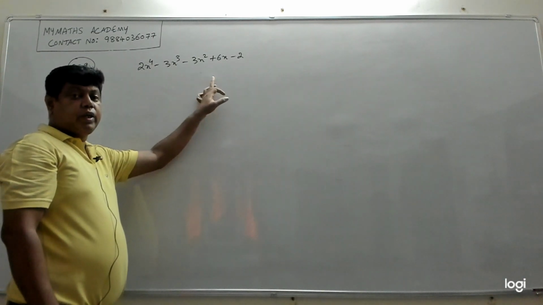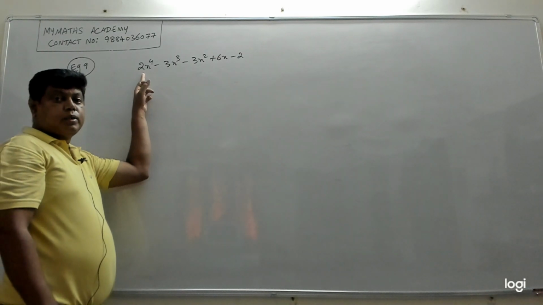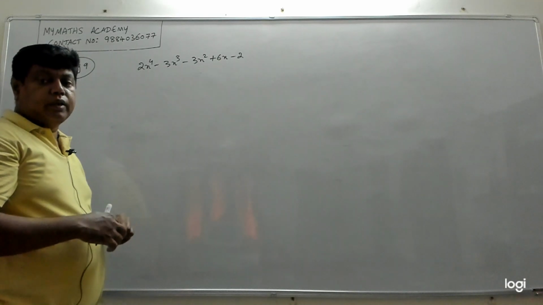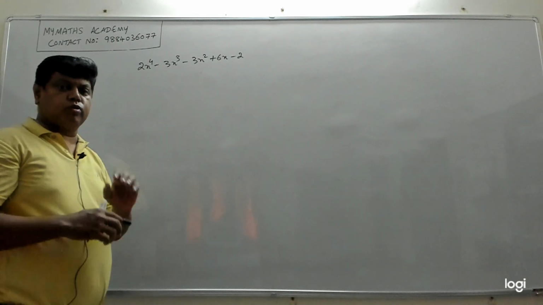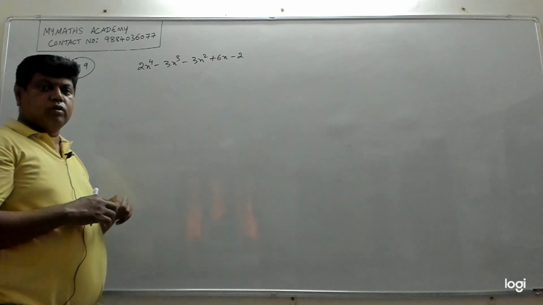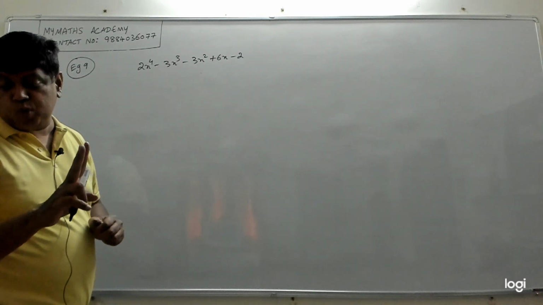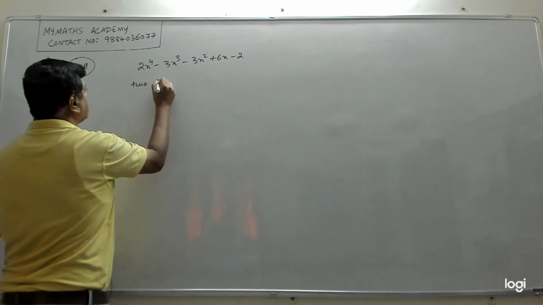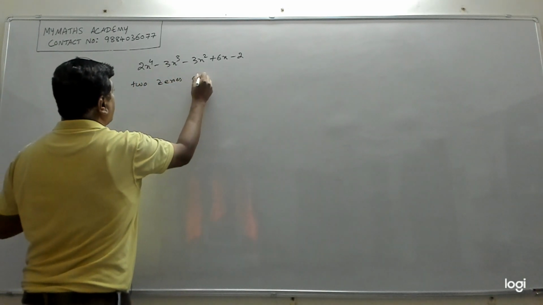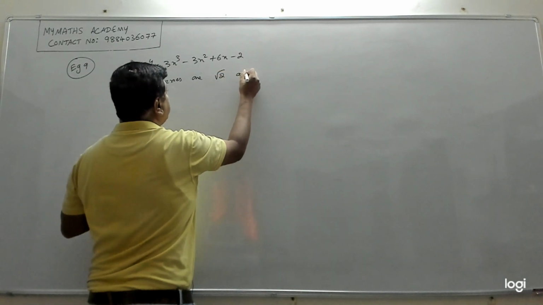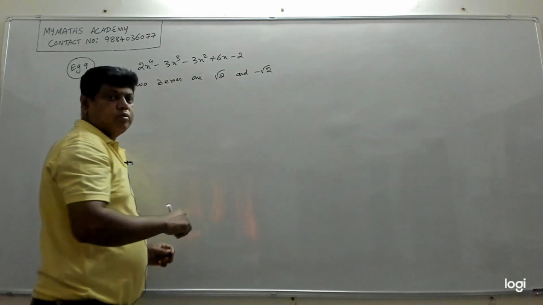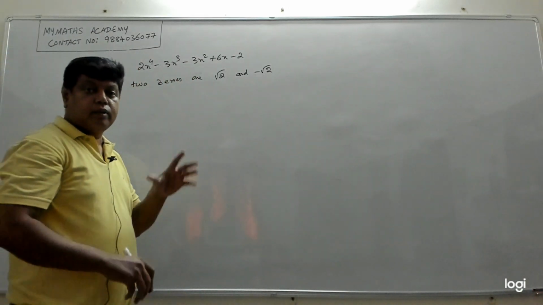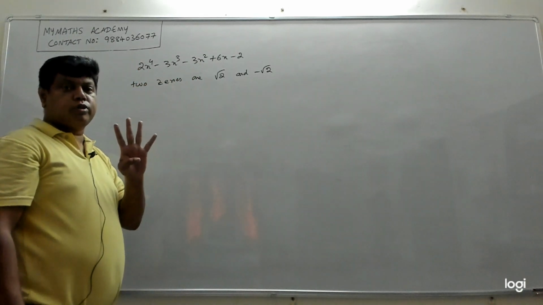It's a polynomial of degree 4 because the highest power of the variable x is 4. So therefore it can have maximum of 4 zeros. We have to find all the zeros, but they have given 2 of the zeros. So the 2 zeros given are root 2 and minus root 2. So totally this polynomial can have maximum of 4 zeros.